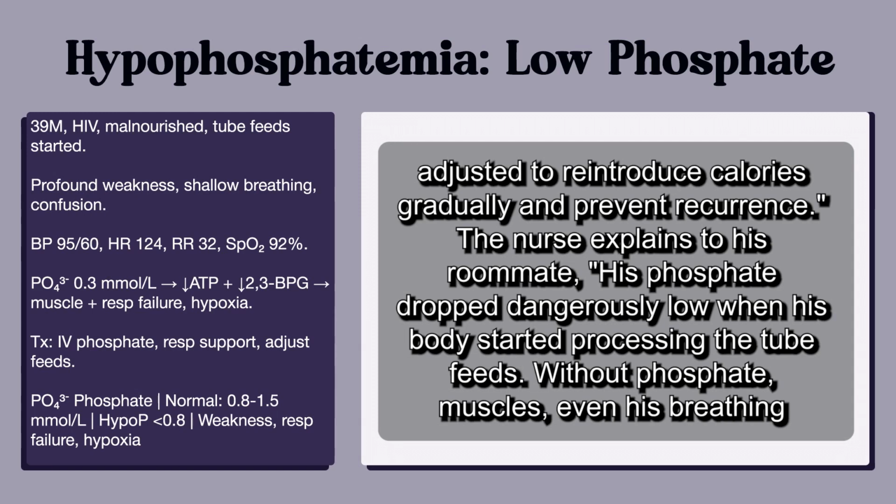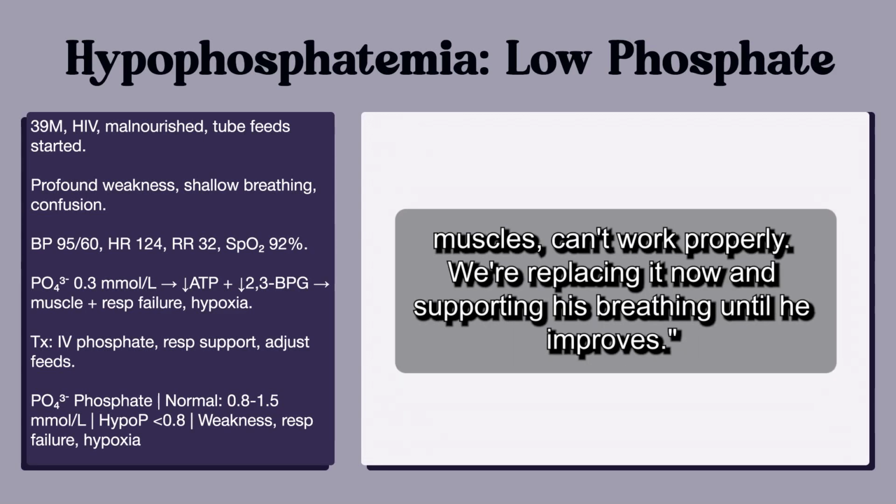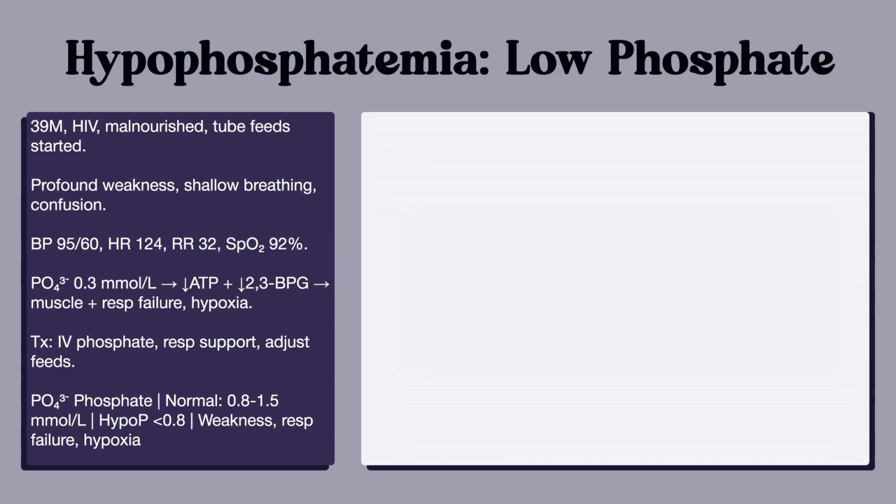The nurse explains to his roommate, his phosphate dropped dangerously low when his body started processing the tube feeds. Without phosphate, muscles, even his breathing muscles, can't work properly. We're replacing it now and supporting his breathing until he improves.